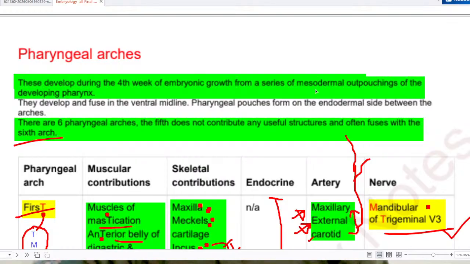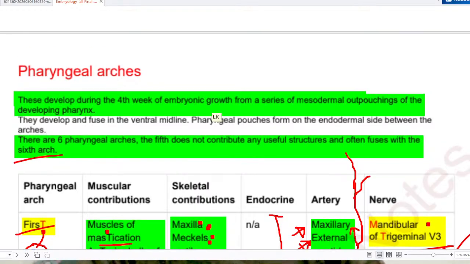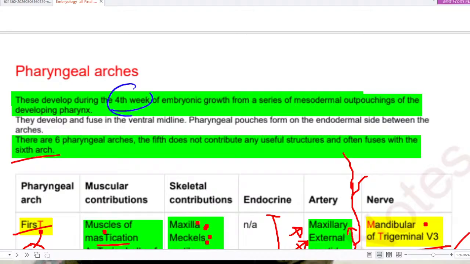Okay, pharyngeal pouches mainly develop during the fourth week of embryonic life, and they give derivatives of different organs. From the exam point of view, we have to remember at which week pharyngeal arches develop. So the answer is pharyngeal arches develop during the fourth week of embryonic life. Fourth week. Okay.